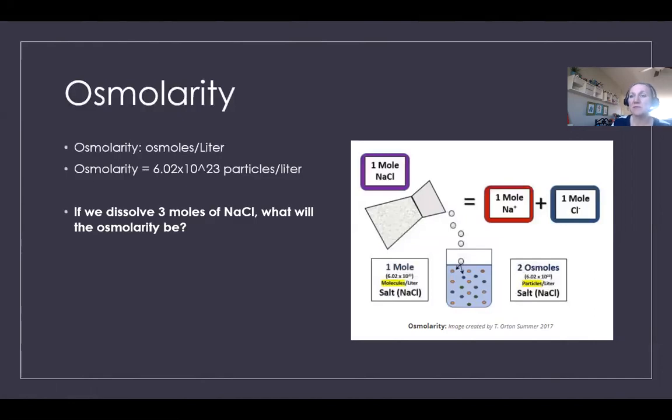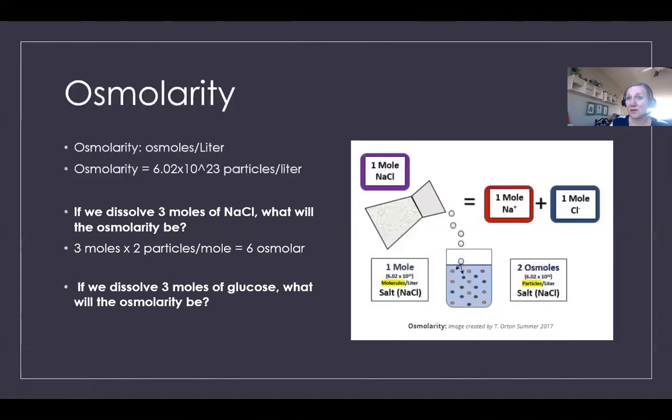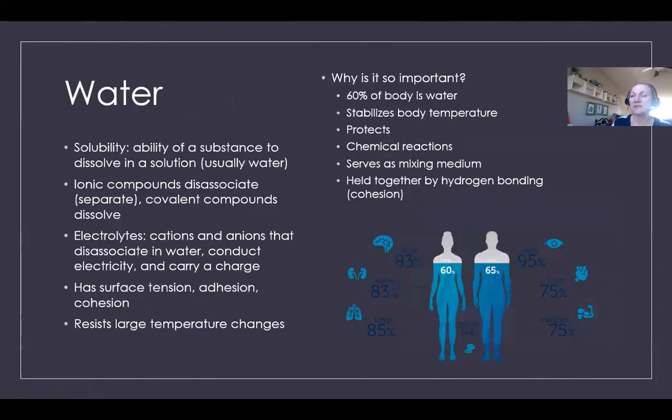So if we were to dissolve 3 moles of sodium chloride, what would the osmolarity be? Each mole of sodium chloride has 2 particles, sodium and chlorine. So we take 3 moles and we multiply it by 2 particles, and we get 6 osmolar. If we do the same thing with glucose, remember it doesn't dissociate, so what are we going to get for our osmolarity? We're going to get 3 moles times 1 particle per mole, and we get 3. Again, this will be really key when we talk about membrane transport in, I think, Module 5. So take time to really grasp this because we'll build on it.